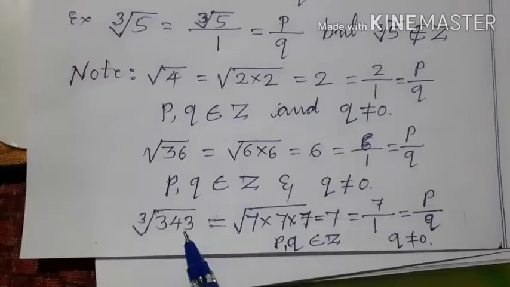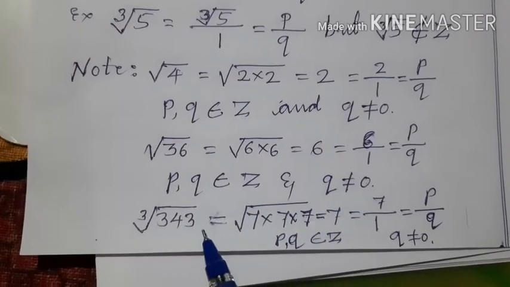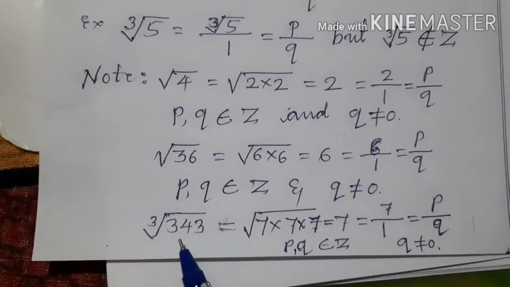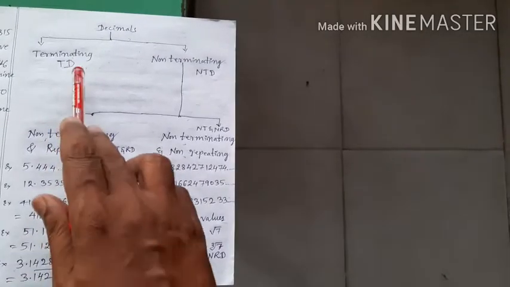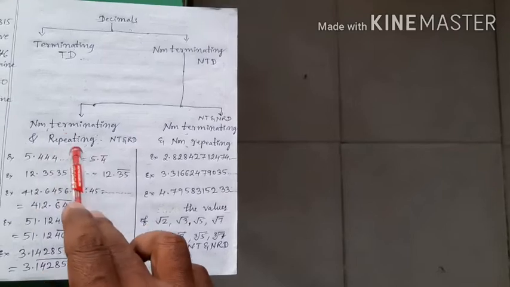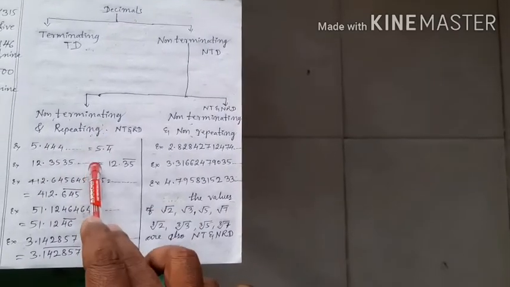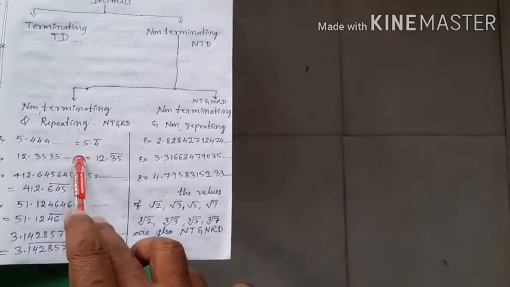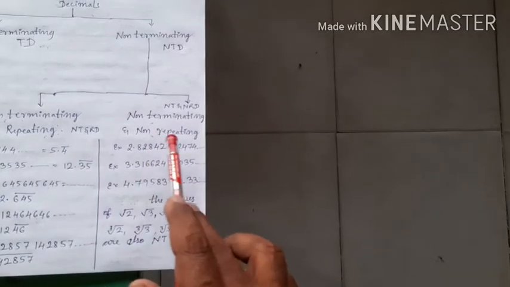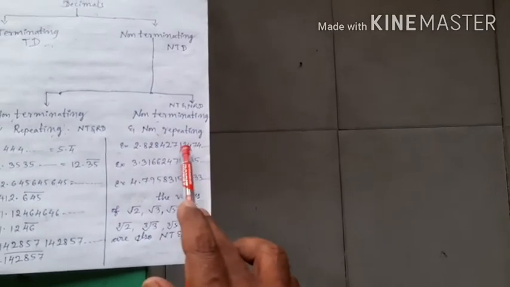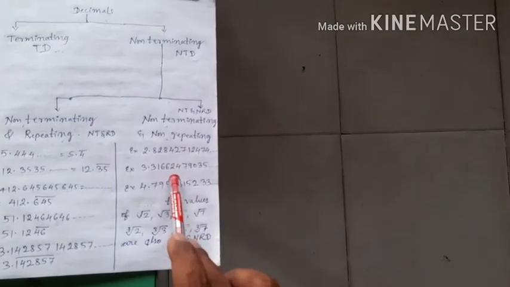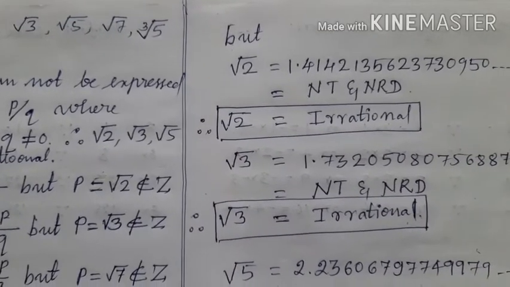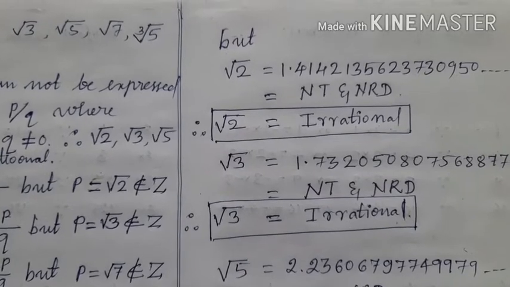Therefore, children, cube root of 343 is a rational number. The terminating decimals and non-terminating repeating decimals can be expressed in the form of p by q, whereas non-terminating and non-repeating decimals cannot be expressed in the form of p by q. Okay? So, ultimately, what do we conclude?